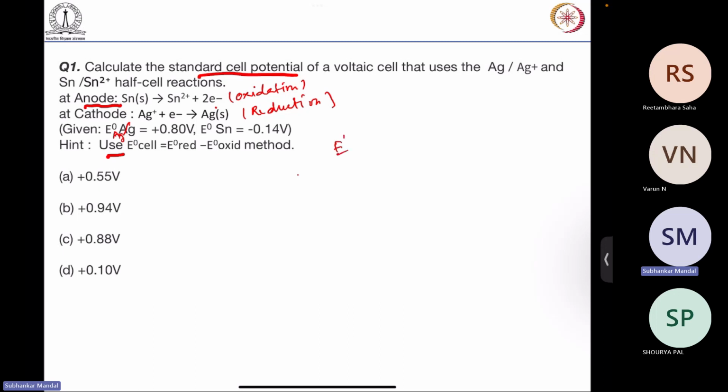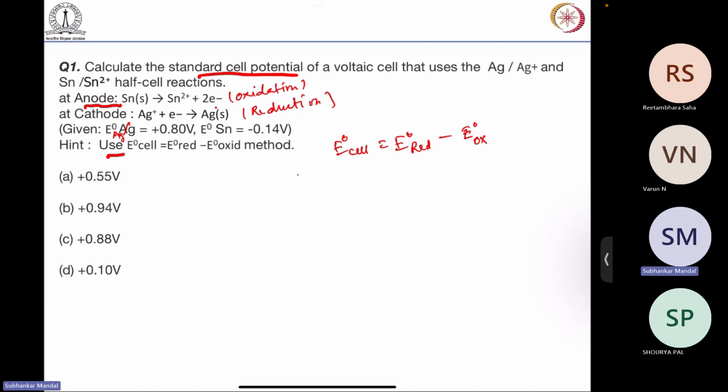So E cell standard is E redox minus E oxidation. Okay, I have written this E oxidation and E reduction. So what will be the answer? There are 4 options. First option is positive 0.55 volt. Second one is 0.94 volt. Third one is 0.88 volt. D is 0.1 volt. Which one will be the answer?